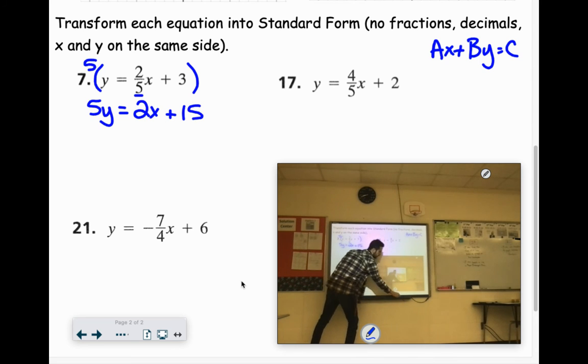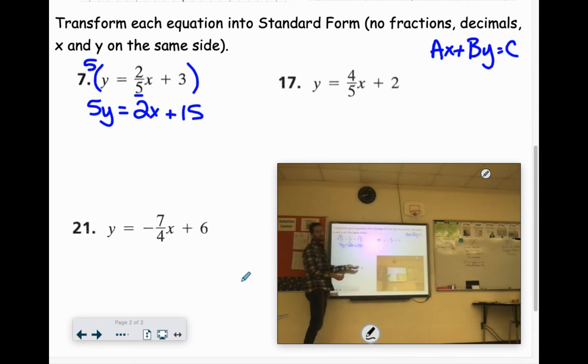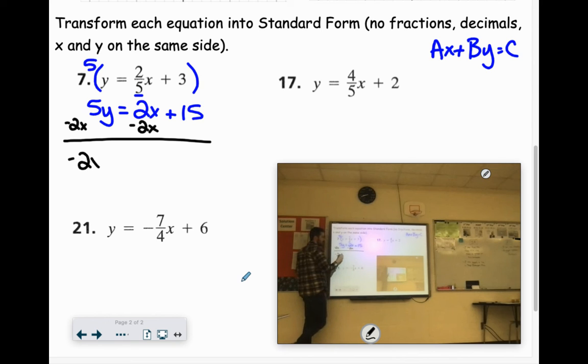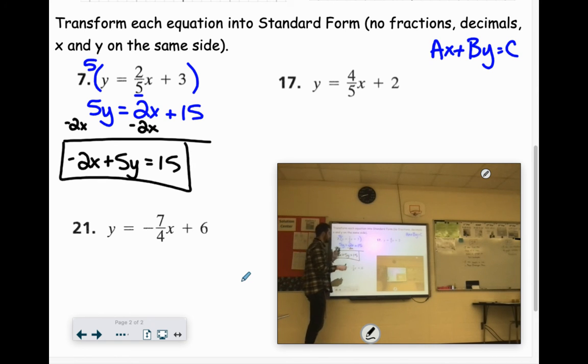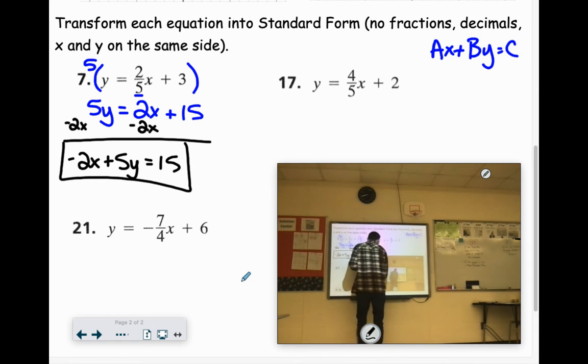The only other thing you have to do is get the x on the same side as the y. So how are you going to move 2x? You're going to subtract it. So anytime it's positive and you need to move it to the other side, just bring it over as a negative. So we'd have negative 2x plus 5y equals 15. That's it. And you always list your x first in standard form.